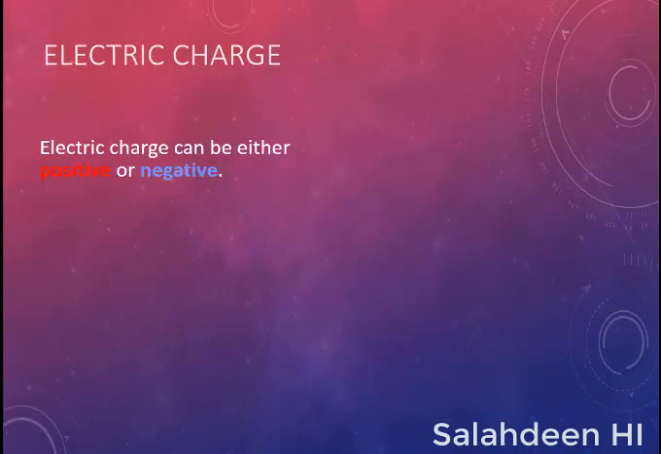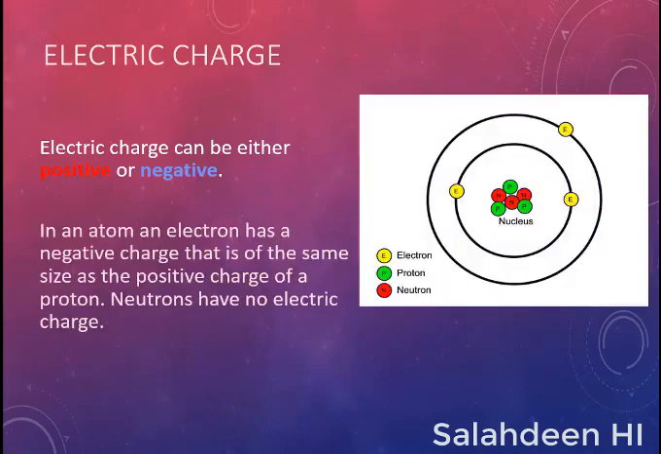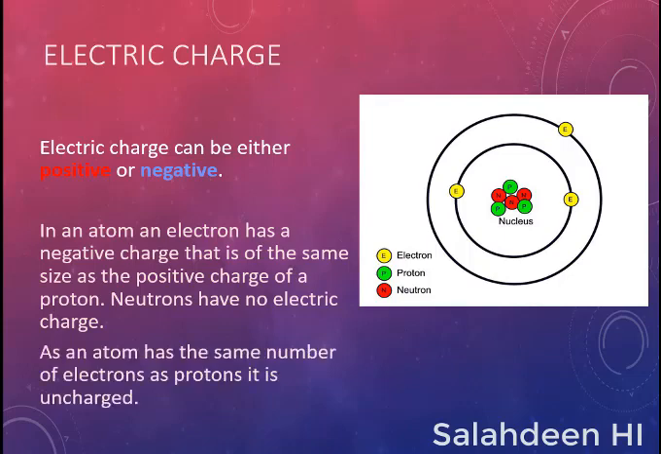Electric charge. Electric charge can be either positive or negative. In an atom, an electron has a negative charge that is of the same size as the positive charge of a proton. Neutrons have no electric charge. You can see the diagram on the video. An atom has the same number of electrons as protons. It is uncharged.